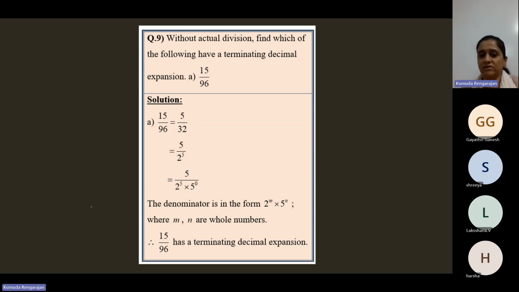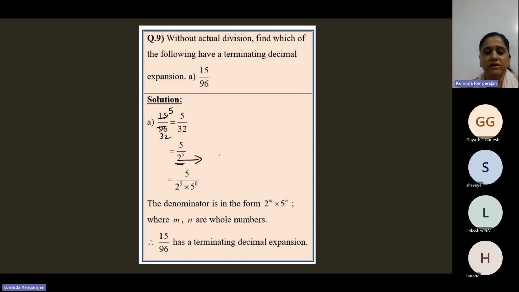The steps are like this. This is the given expression. First simplify. Cancel the numerator and the denominator using a common factor. So 3 5s are 15, and 32 times 3 is 96, so you get 5 by 32. After simplifying, we have nothing to do with the numerator. Let the numerator be. Take up the denominator. Express the denominator as a product of its prime factors. So 32 can be written as 2 to the power 5.